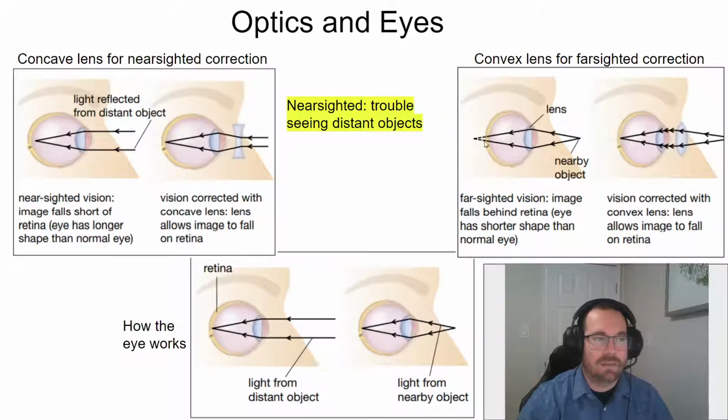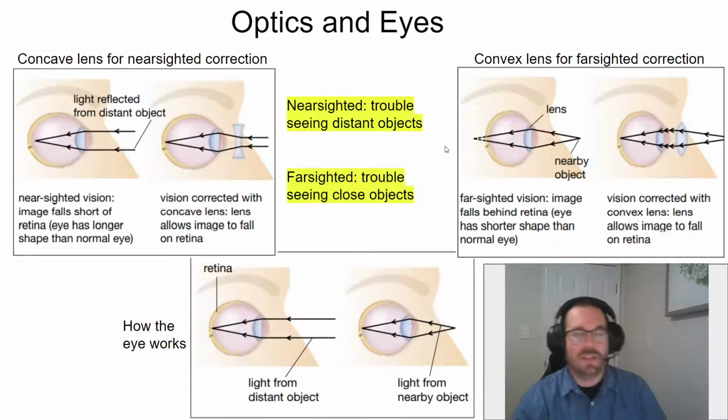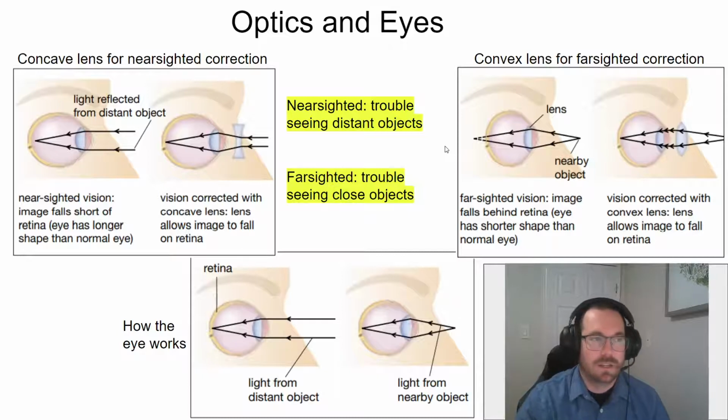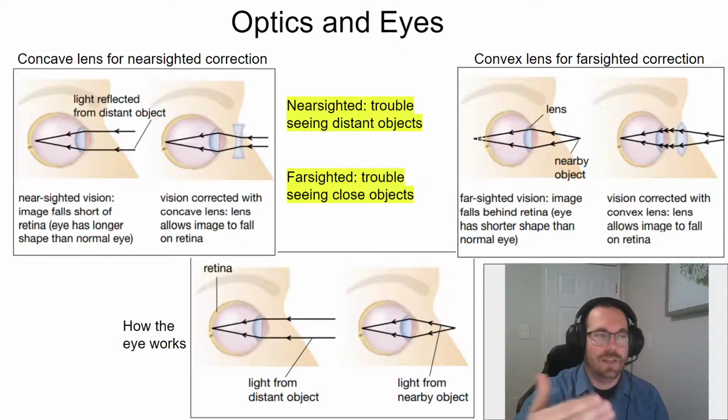Other people might have eyes that are a little bit too short. And so we would say that they are farsighted. That again causes a blurriness for different objects, and they have trouble seeing objects that are very far. They're farsighted. They are sighted to things that are far, and they have a hard time seeing things that are close up.